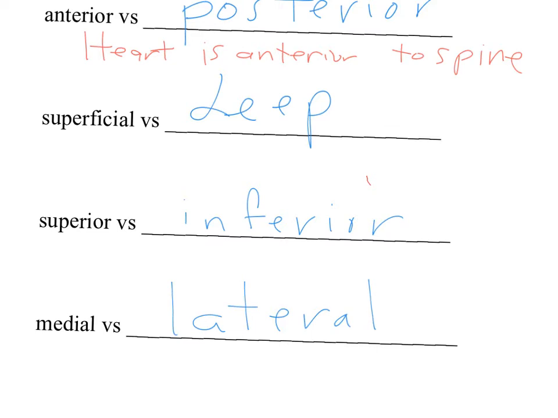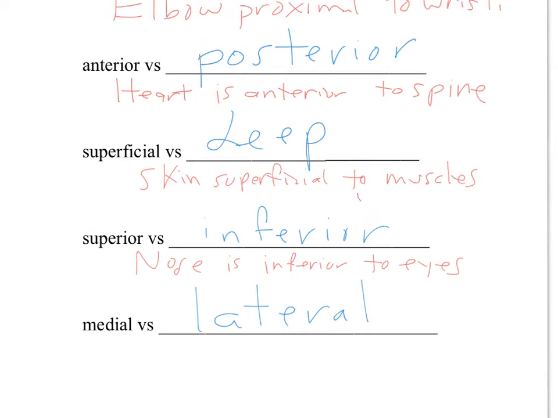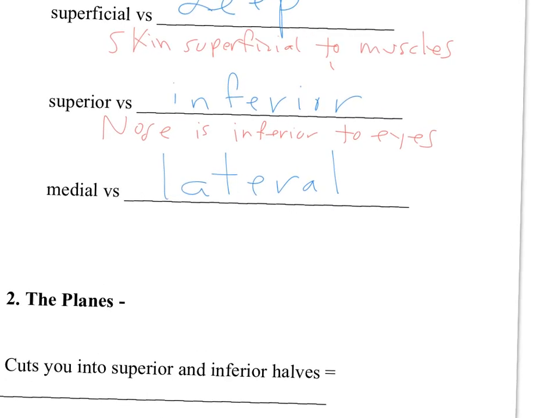With superficial and deep, again, the skin is the easiest example. The skin is superficial to the muscles. The nose is inferior to the eyes. And the lungs are lateral to the heart.